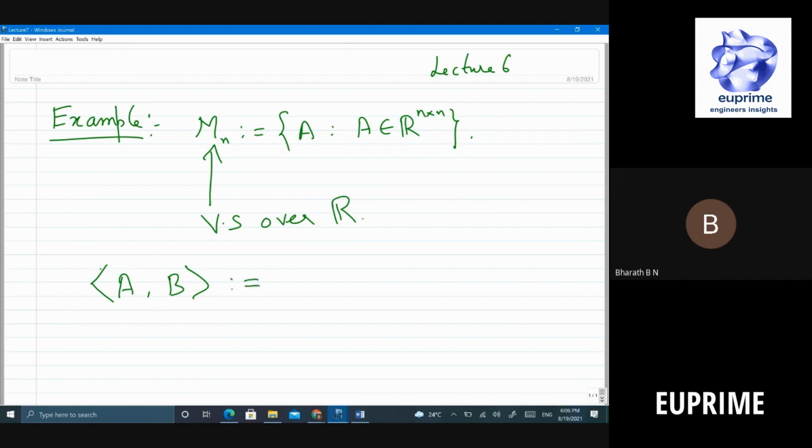I cannot say A, B, right? A times B, because it gives me a matrix. I should get a number. So how do you get a number from a matrix? What are the possible things that you can do?